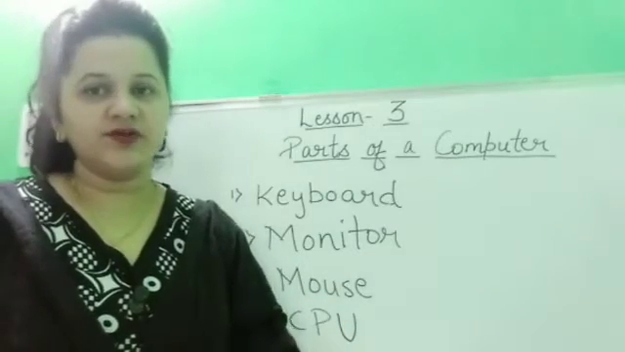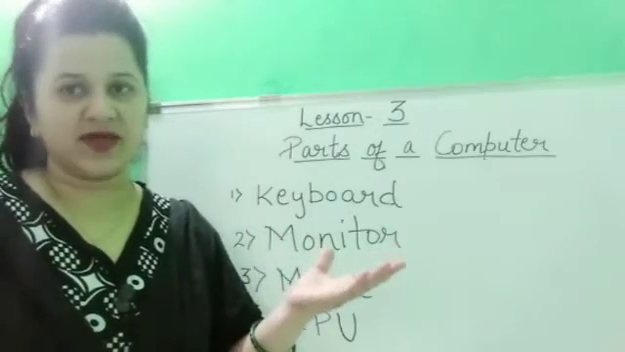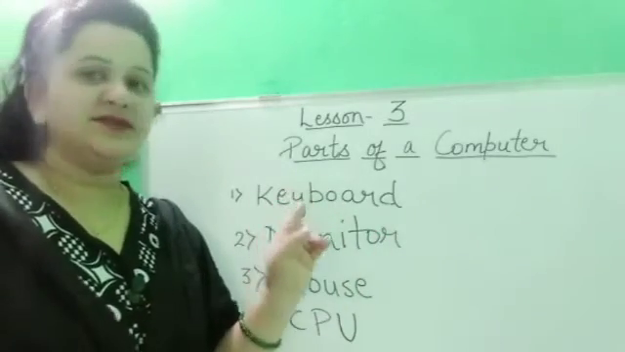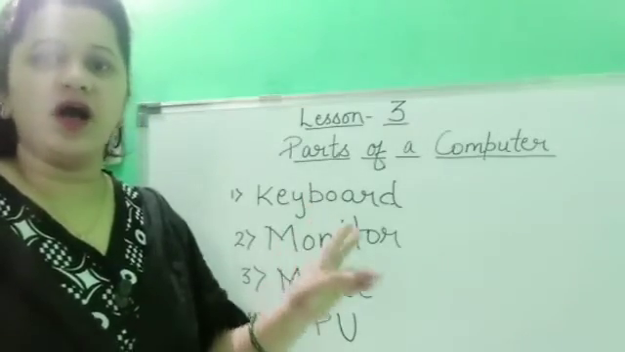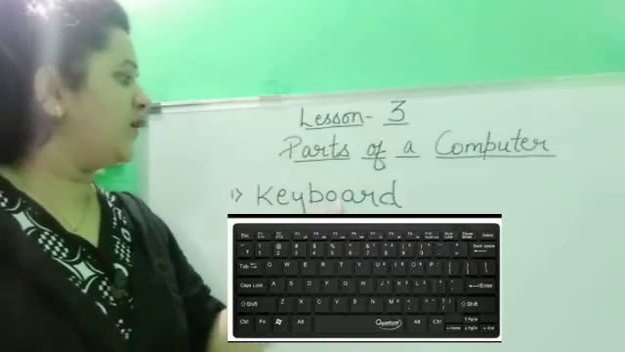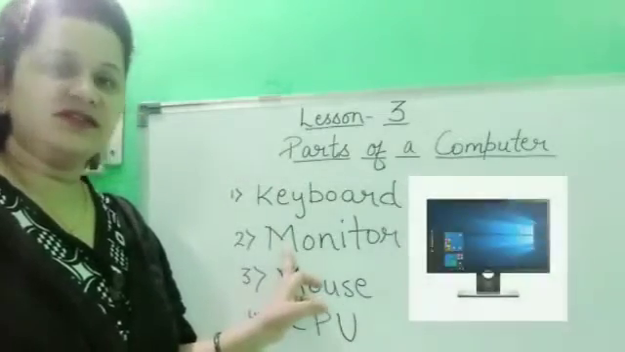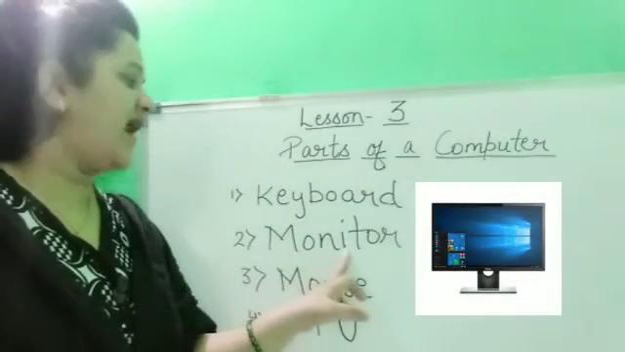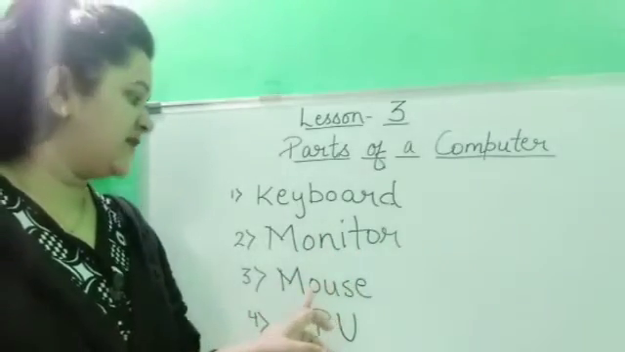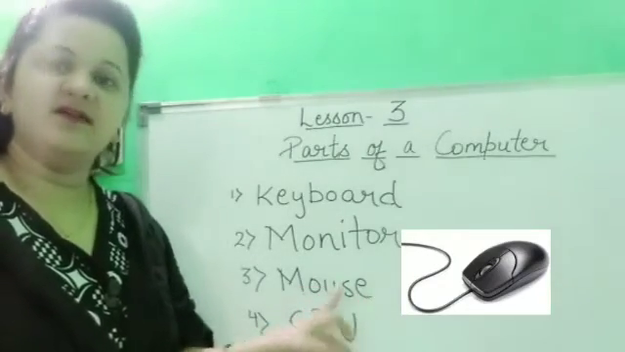Now children, as I have already told you, we have different parts in our body, and in the same way a computer also has different parts. What are the different parts of a computer? See children, the different parts of a computer are keyboard, K-E-Y key, B-O-A-R-D board, keyboard. Next is monitor, M-O-N-I-T-O-R, monitor. Next part is mouse, M-O-U-S-E, mouse.